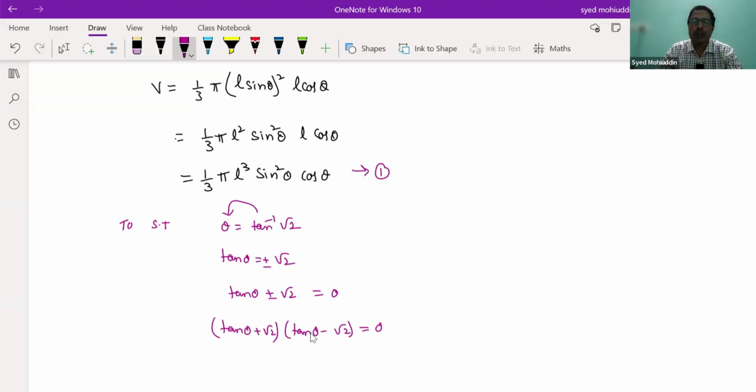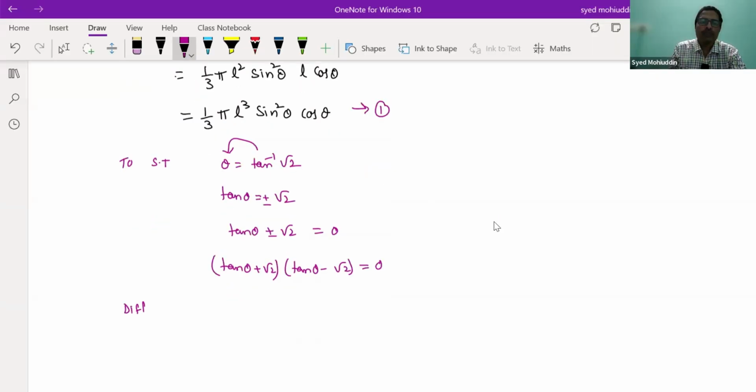Now if I try to plug this value back over here along with the volume, to show that, I'll try to differentiate this one and try to get the value of tan theta as root 2. So I need to differentiate this one. Let us try to differentiate this. So differentiate equation number 1 with respect to theta.